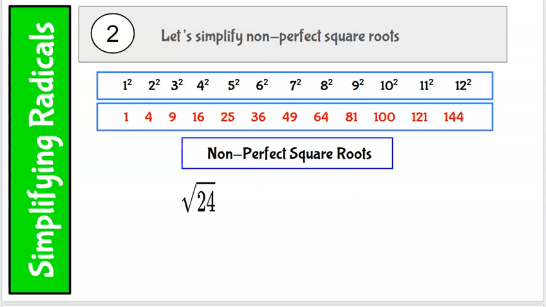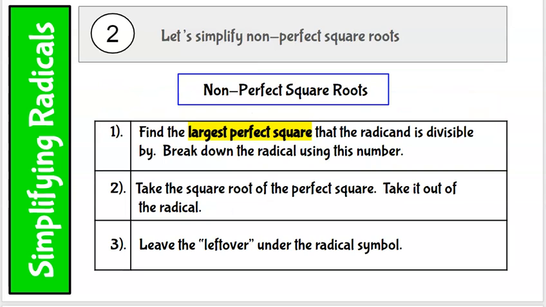Now, what happens if we get a number that is not in red up here? So the square root of 24, well, we have the square root of 25, we have the square root of 16, but we don't have the square root of 24 there. So we need to use a rule to solve this and write it in radical form. Now, I know you could put the square root of 24 into your calculator, but you're going to come up with a decimal number, and we don't want that. We want it in radical form. So now we have non-perfect square roots. Number one, we're going to find the largest perfect square that the radicand is divisible by.